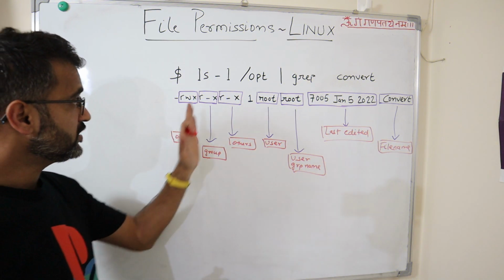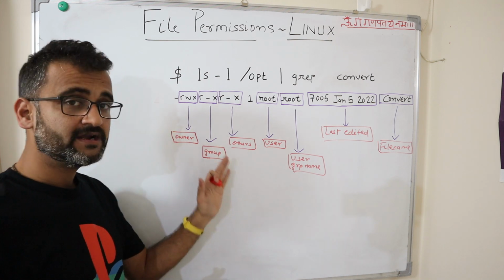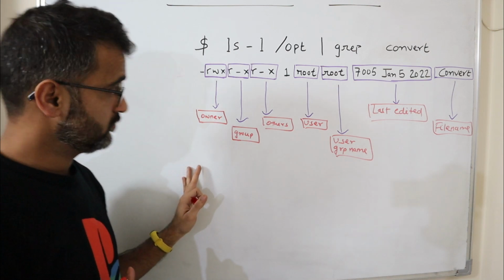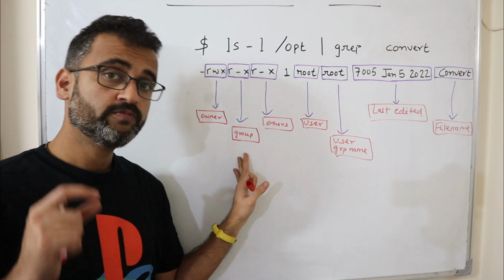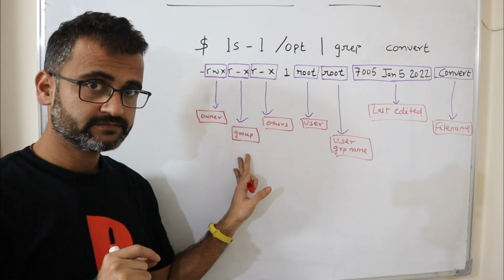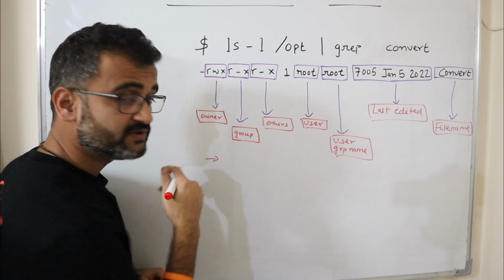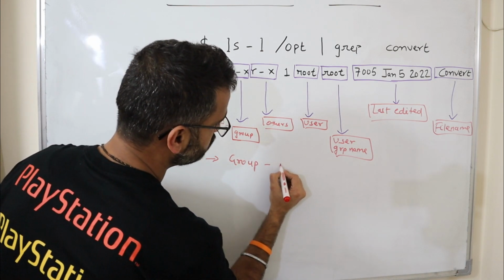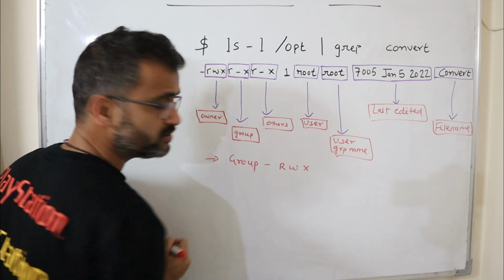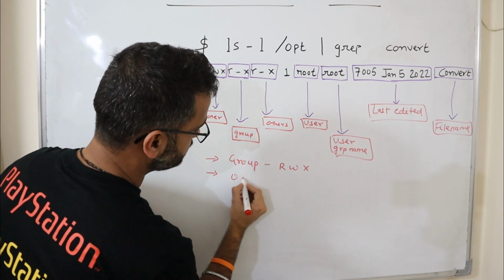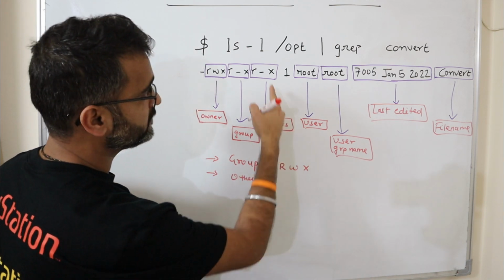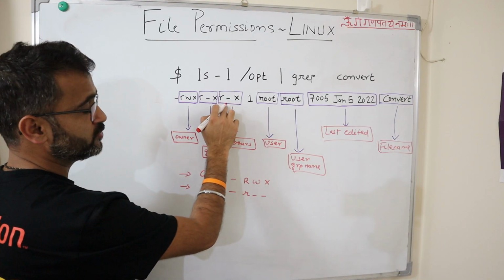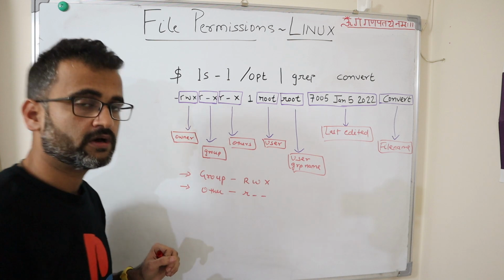So this particular set is decided, but now suppose we want to change the mode and we want to allow the group also to be able to execute it. So now the new changes which we want is group should be able to read, write and execute, and others should be able to only read, not execute or write.